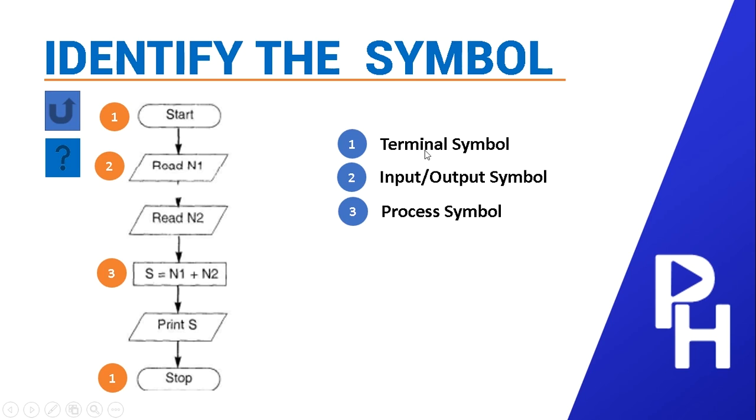So, the first symbol is a terminal symbol. They are start and stop. The second symbol is the input or output symbol. This one reads a value into the N1 variable. And then the third symbol is a process symbol, which processes a calculation of an arithmetic operation and gets the sum of N1 plus N2.